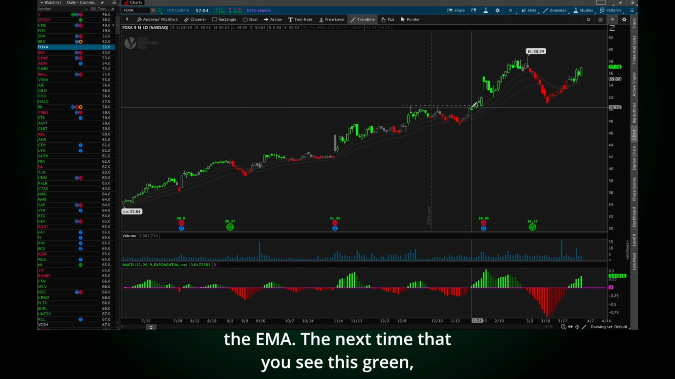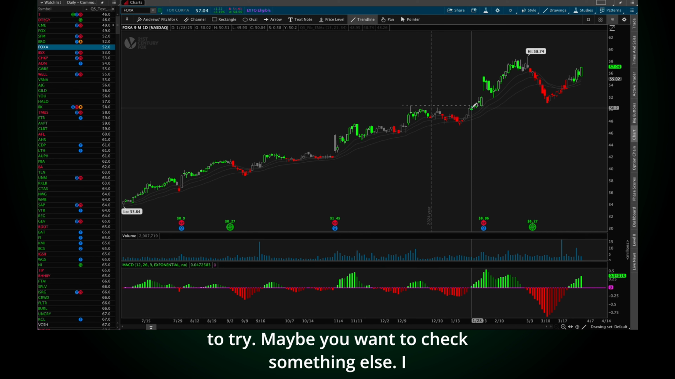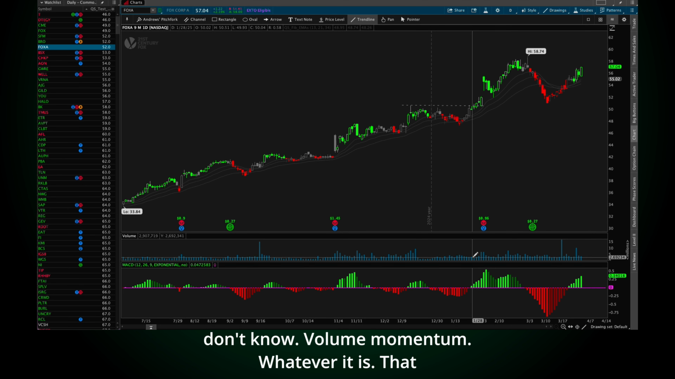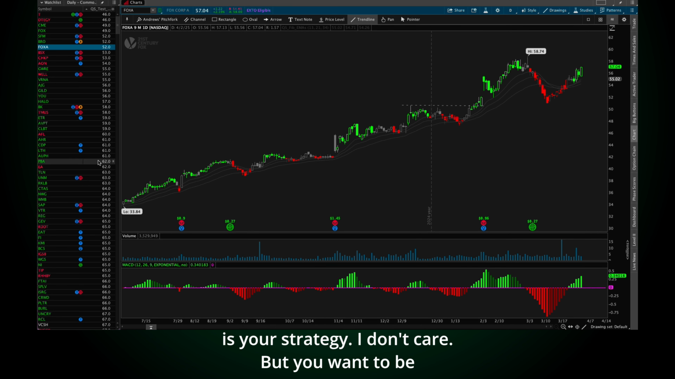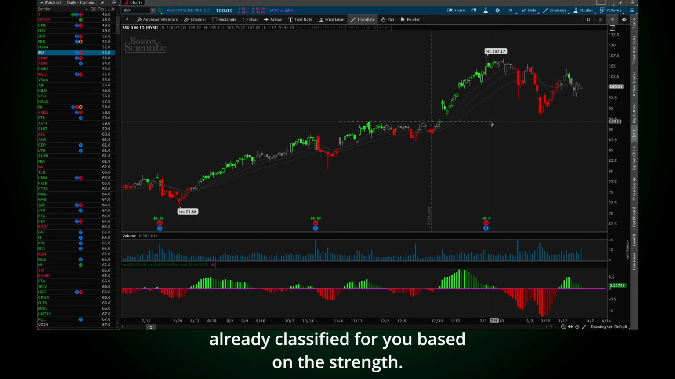The next time that you see this green, probably this is an entry, and maybe you want to try, maybe you want to check something else. I don't know, volume, momentum, whatever it is. That is your strategy. I don't care. But you want to be choosing stocks from a list that is already classified for you based on the strength.